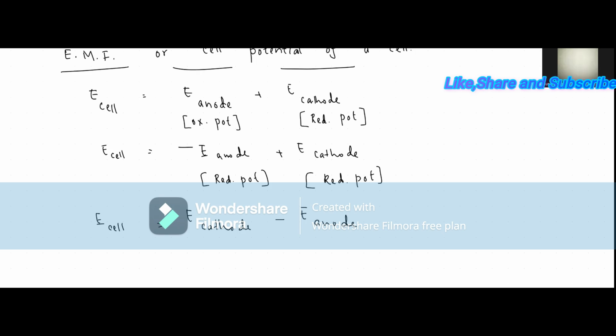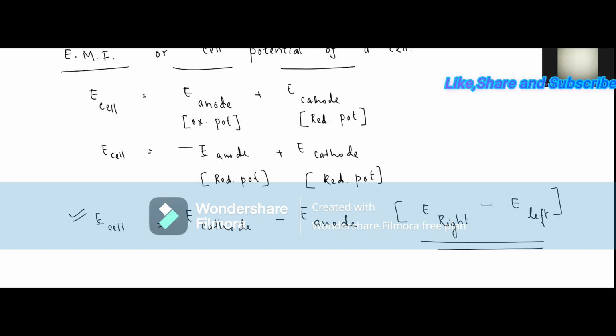reduction potential. You can even remember this as E of the cell is E right minus E left, that means E of the right side electrode minus E of the left side electrode. This is better to remember. E of cell is E of cathode minus E of anode. But in this way also you can represent EMF of the cell.